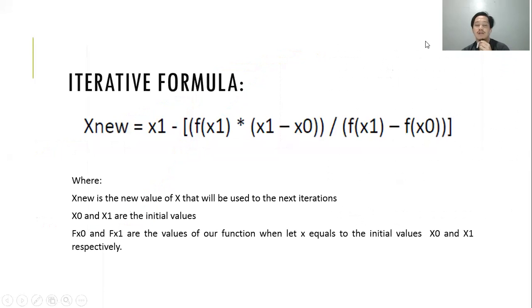So the iterative formula for secant method is x new equals x1 minus the quantity f of x1 multiplied by the quantity x1 minus x0, all over the quantity f of x1 minus f of x0, where x new is the new value of x that will be used for the next iterations. x0 and x1 are the initial values. f of x0 and f of x1 are the values of our function when we let x equal to the initial values x0 and x1 respectively.